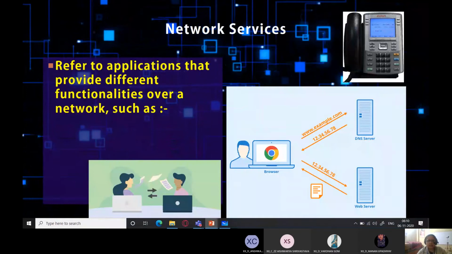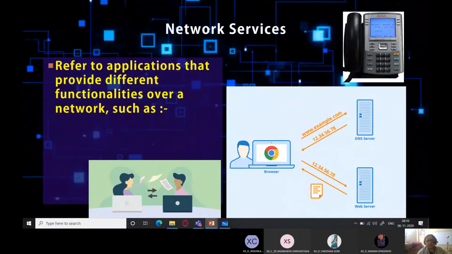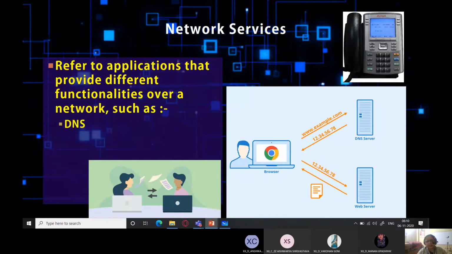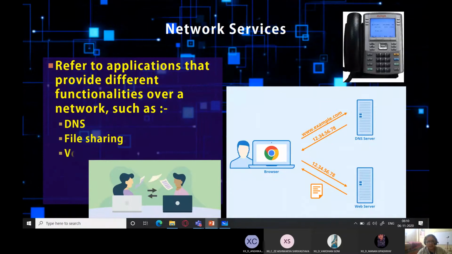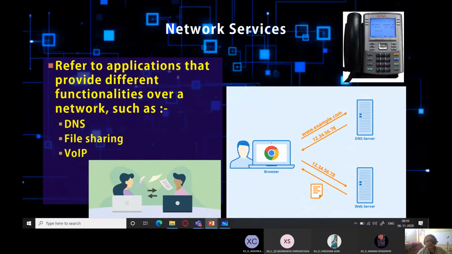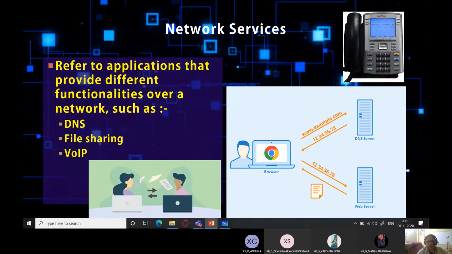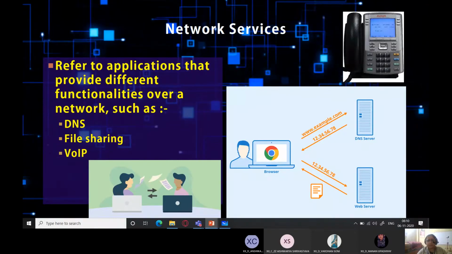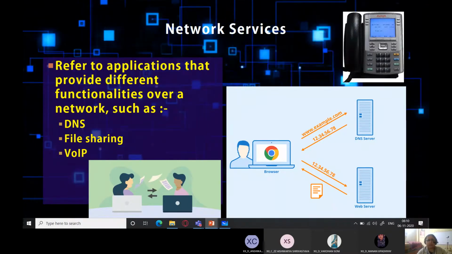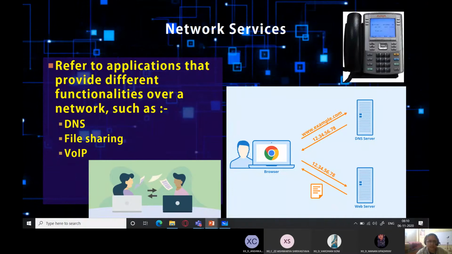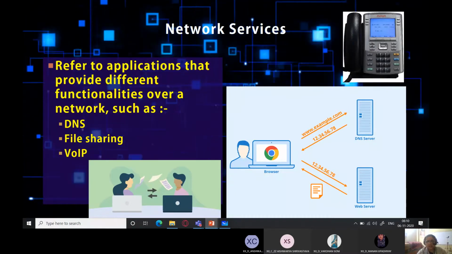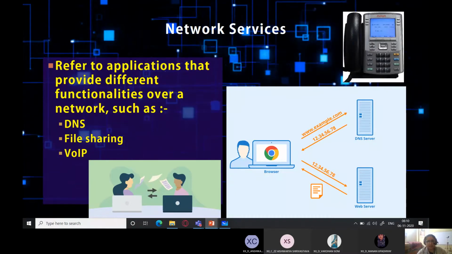Network services refer to applications that provide different functionalities over a network, such as DNS, file sharing, and VoIP. So DNS is domain name system. We as humans tend to remember URLs better than IP addresses, right? Every site has its own IP address.